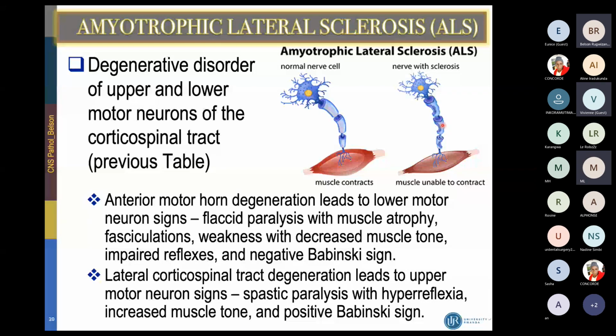And usually the muscle will not be able to contract adequately, as it is here. So there will be a degeneration of this horn, and the consequences will be flaccid paralysis.